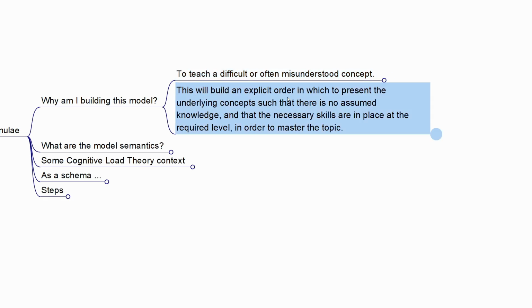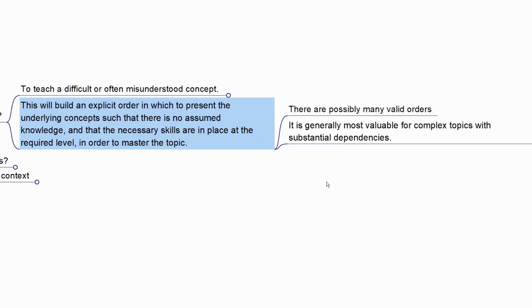And what we will build is an explicit order in which to present the material, so that we have a clear understanding of it, so that we have no gaps, that you can know that the kids will understand. I teach high school kids, so that's what I'm assuming, but that you will have left no gaps as you go along in order to master the topic. It's important to note there are possibly many valid orders of going through the material. We will find a valid order.